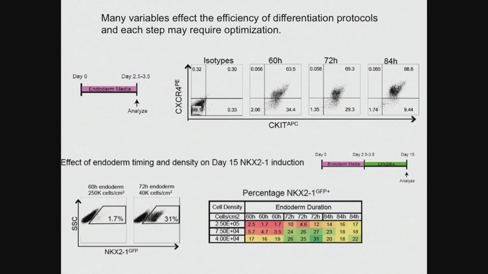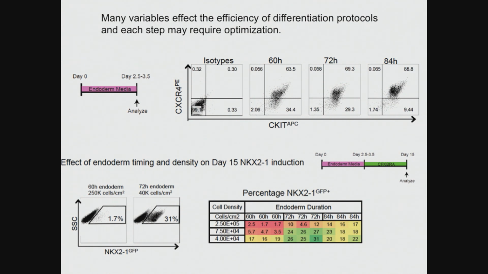Aha, of course, it's never that straightforward. So what we then did was we looked at those cells later on. After this time point, they go into the rest of our protocol, and then we analyze them using our reporter to see what percentage of cells are now expressing NKX2.1. And this is just to give you an idea of the variability. Here we can use FACS to measure the number of GFP positive cells, and in some conditions we're only getting 1.7% GFP positive, which is pretty poor.